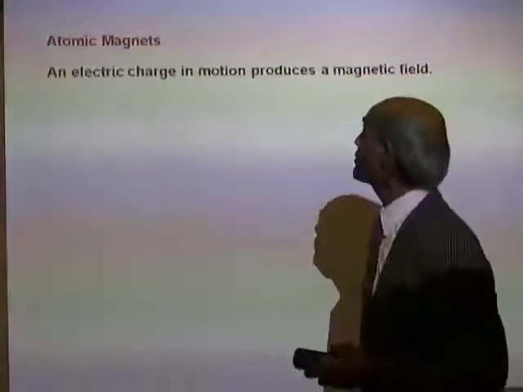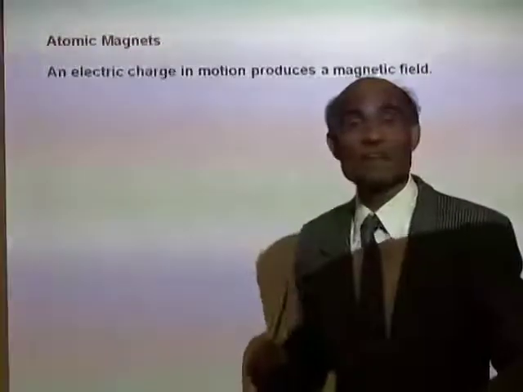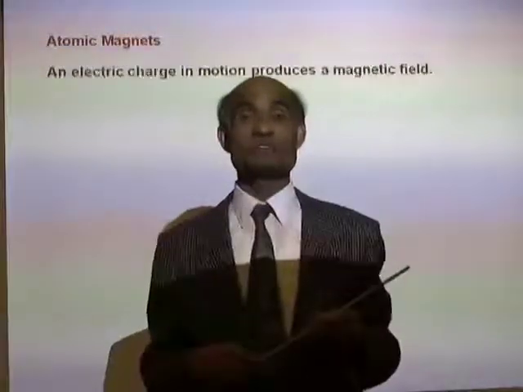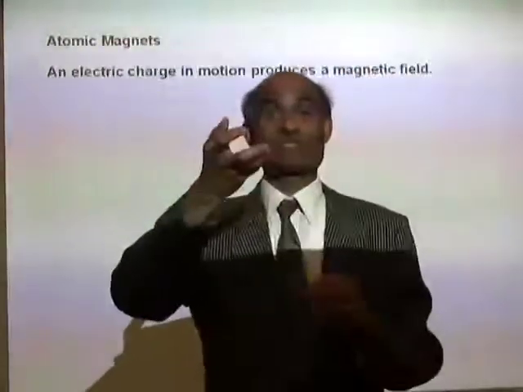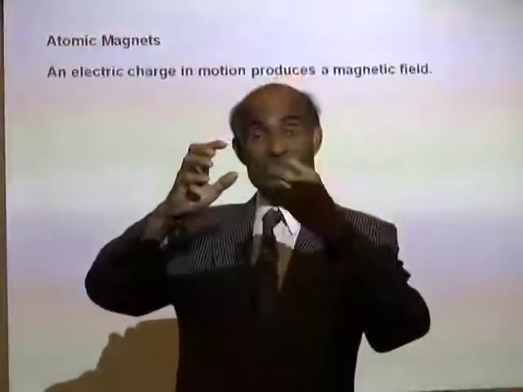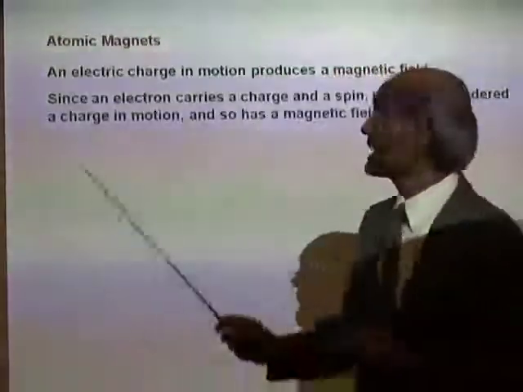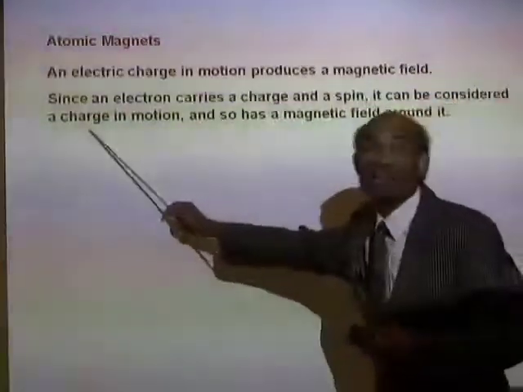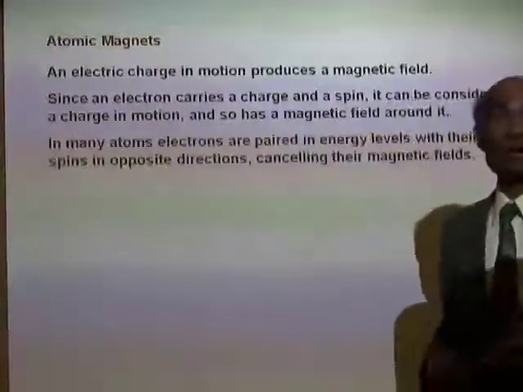Now, an electric charge in motion produces a magnetic field. That's what we've been discussing so far. If an electric charge is moving, it has a magnetic field associated with it. Now, do you know that an electron is a spinning object? So, an electron that carries an electric charge is spinning, means it has a magnetic field around it. So, an electron carries a charge and a spin. It can be considered as a charge in motion, and so it has a magnetic field around it.